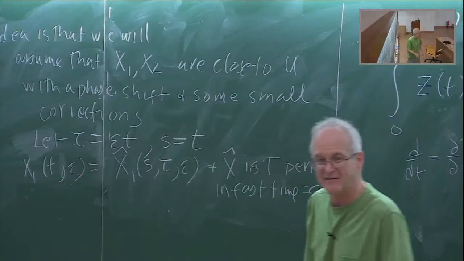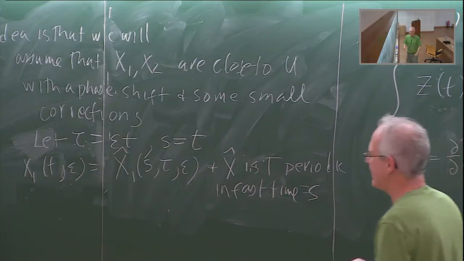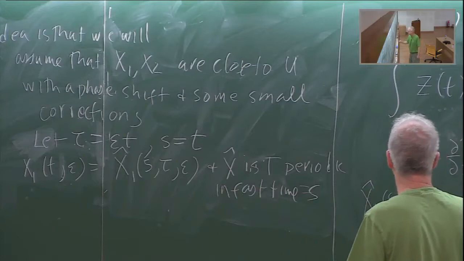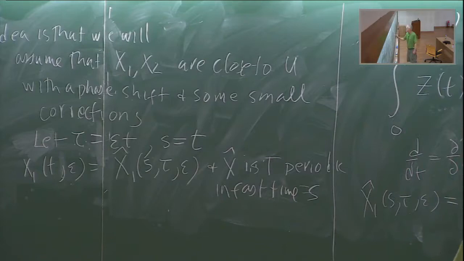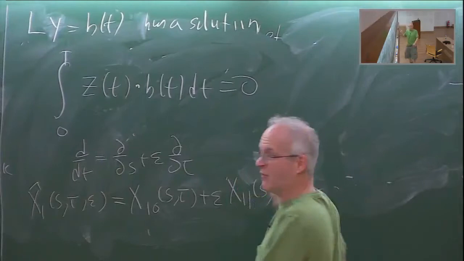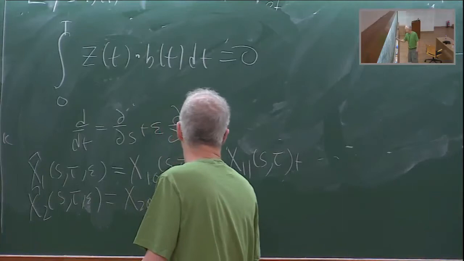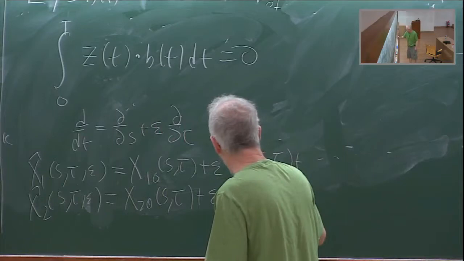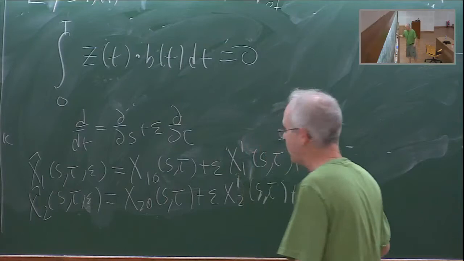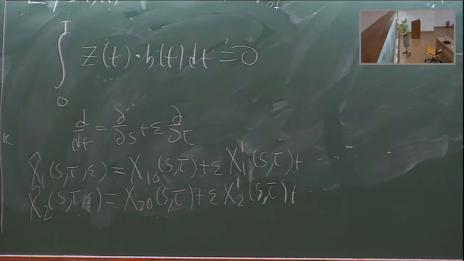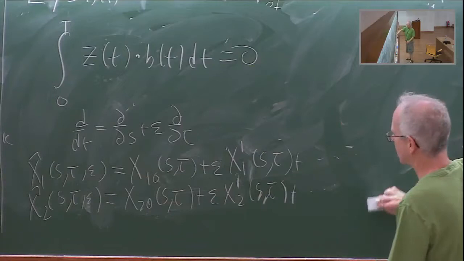So we're going to assume that x1 hat of s, tau, epsilon can be written as x10 of s, tau plus epsilon x11 of s, tau plus so on, and x2 hat of s, tau, epsilon equals x20 of s, tau plus epsilon x21. Okay? All right. So now we just plug all this in. You know, instead of this x11, I'll just call this y1 and y2. How about that? That's better.